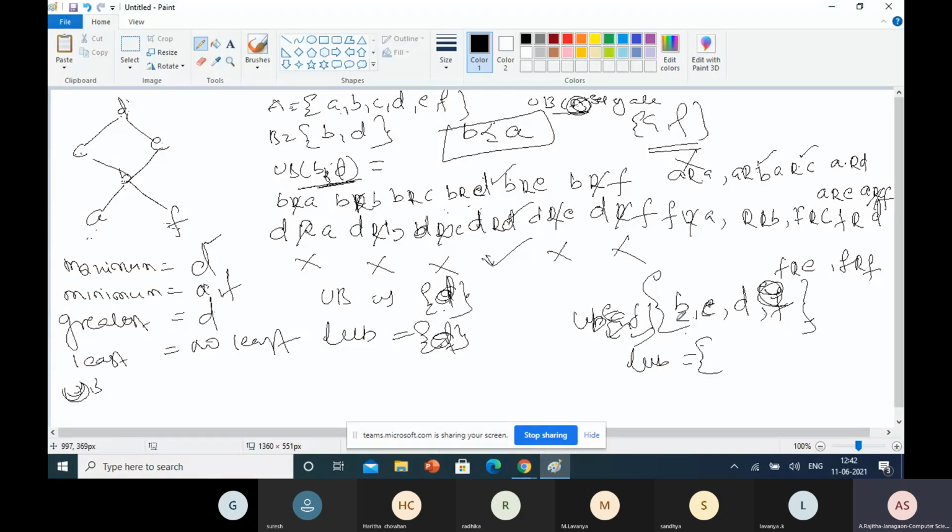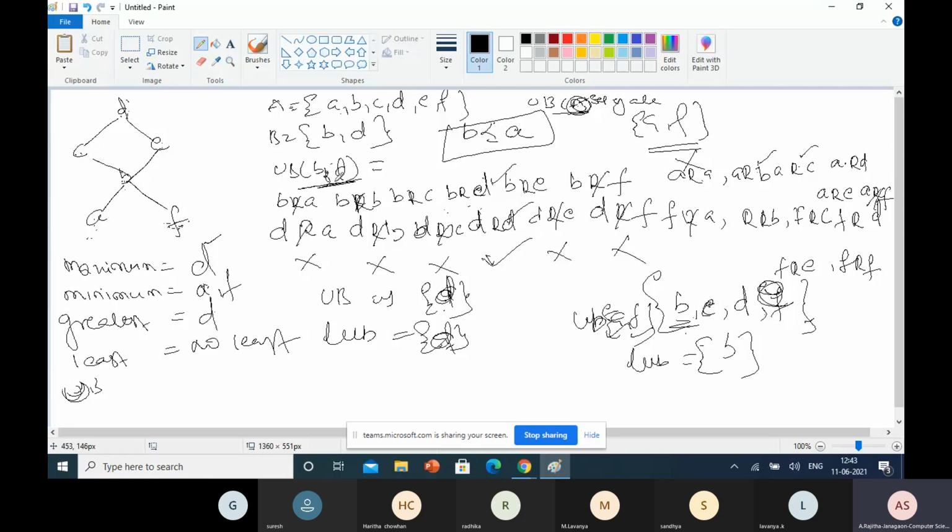So here B is very near to A as well as very near to F, compared to this E, D, C. So B is the LUB. And for A and F, these 4 are the upper bounds. From these 4 upper bounds, the least upper bound is this one. Okay, so for this.